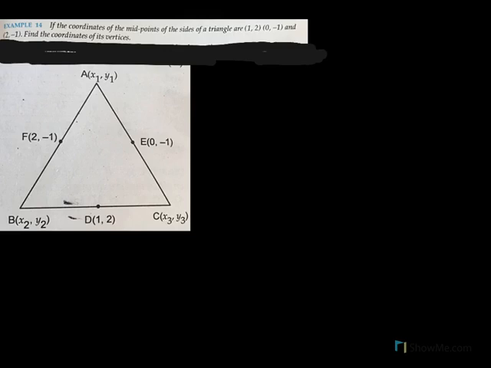If the coordinates of the midpoints of the sides of the triangle are (1, 2), (0, -1) and (2, -1), find the coordinates of its vertices. So here are three midpoints, they're given, and we need to find the coordinates of the vertices. We need to find the coordinates of A, B and C.